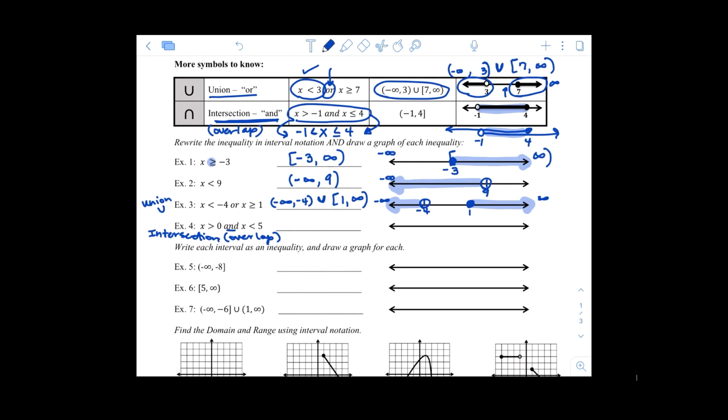Let's pretend like we're going to draw it, and then we'll really draw it. Let's start by sketching and look for the overlap before we make our final decisions. First portion of this compound inequality: x is everything greater than 0.